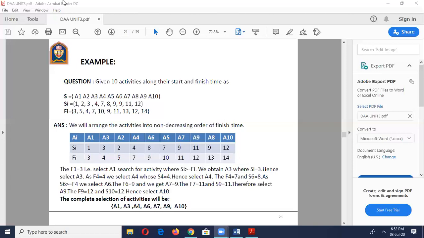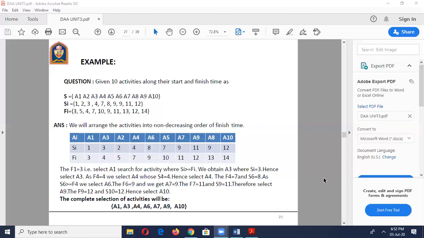Next we will see about A4. A4's finishing time is 7, and A6's starting time is 8. So it is greater than or equal, since it satisfies the condition, so we are taking A4 in the complete solution. Next, we are going to see about A6. A6's starting time is greater than or equal to A4's finishing time, so we are taking A6 and A7. We are eliminating A5 here.